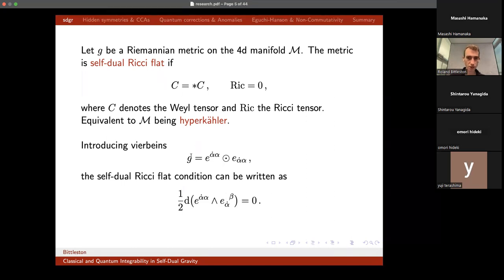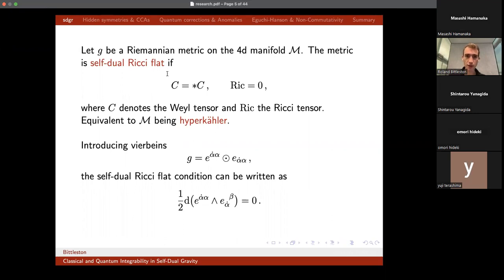A nice way of rewriting these equations is by splitting our metric into Vierbeins. So here, I hope this isn't too confusing. An alpha index is a left-handed spinor index, and an alpha dot index is a right-handed spinor index. When there are 2 of them together, that's just the same as a Minkowski index. And then this circle dot just means I'm taking the symmetric product of forms to get a metric, as opposed to the wedge product. It turns out that the self-dual Ricci flat condition above can then be written in this rather compact form: the closure of this wedge product of the Vierbeins.